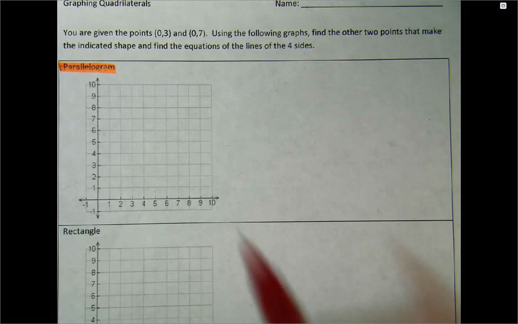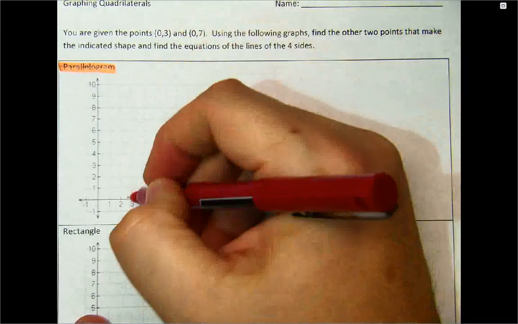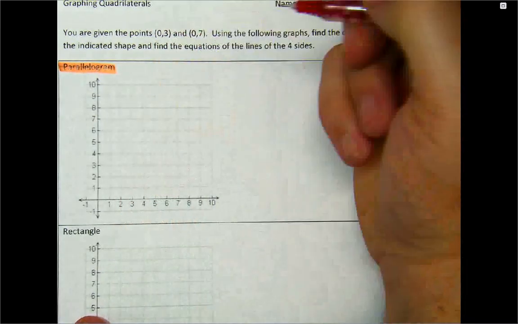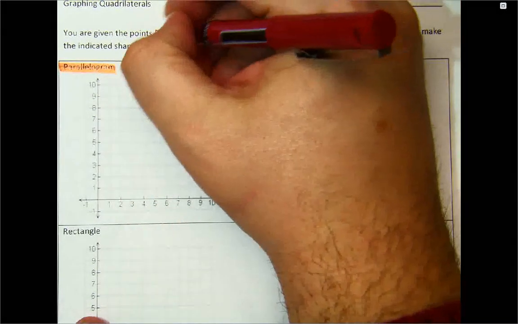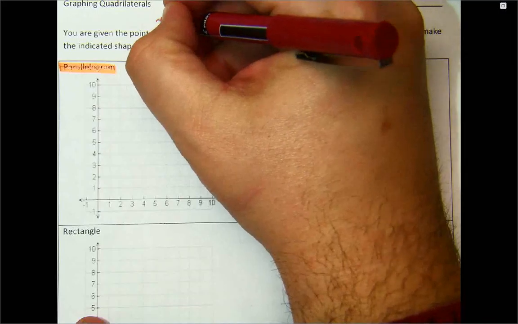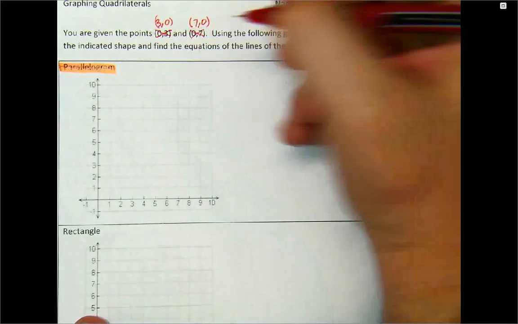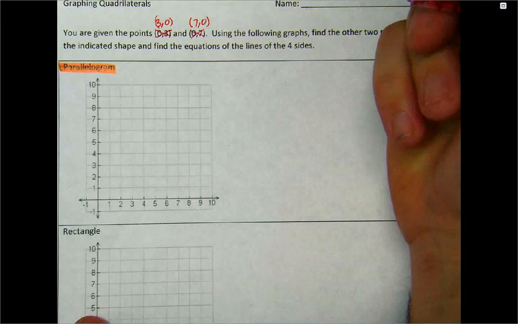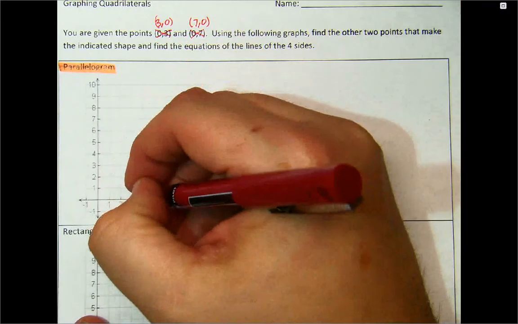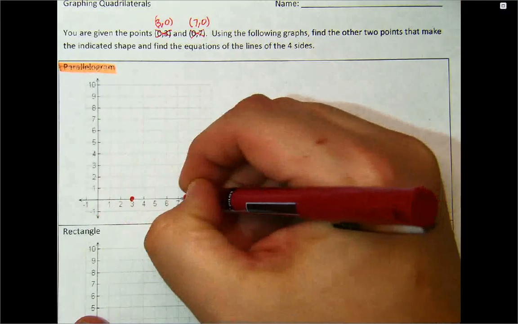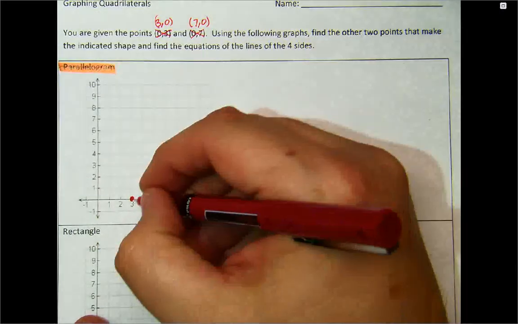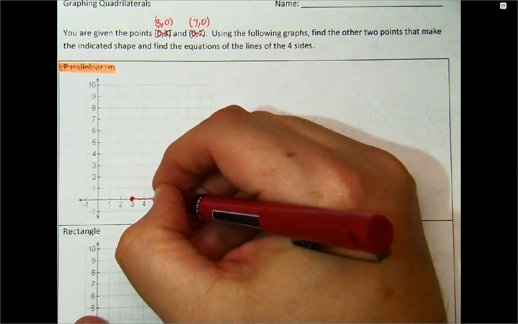But for every single shape, you're given the point 0. Alright, I screwed it up. It's 3, 0 and 7, 0. So I'll make those changes. So basically you're going to be getting this point right here and this point right here. And this is going to be one of your sides.